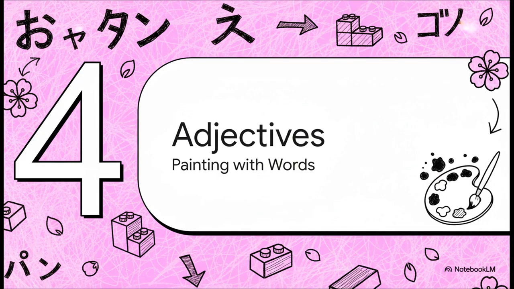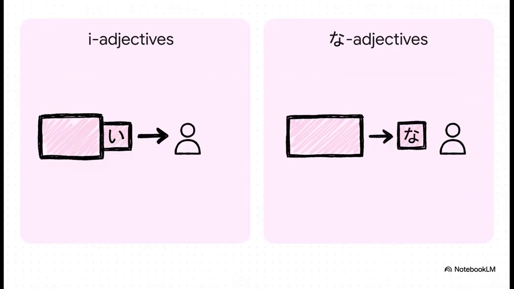Okay, we've got nouns, particles, verbs. Now let's add some color, some description. And guess what? Adjectives in Japanese also follow a really clean systematic pattern. There are basically just two types you need to worry about. It really is this simple.